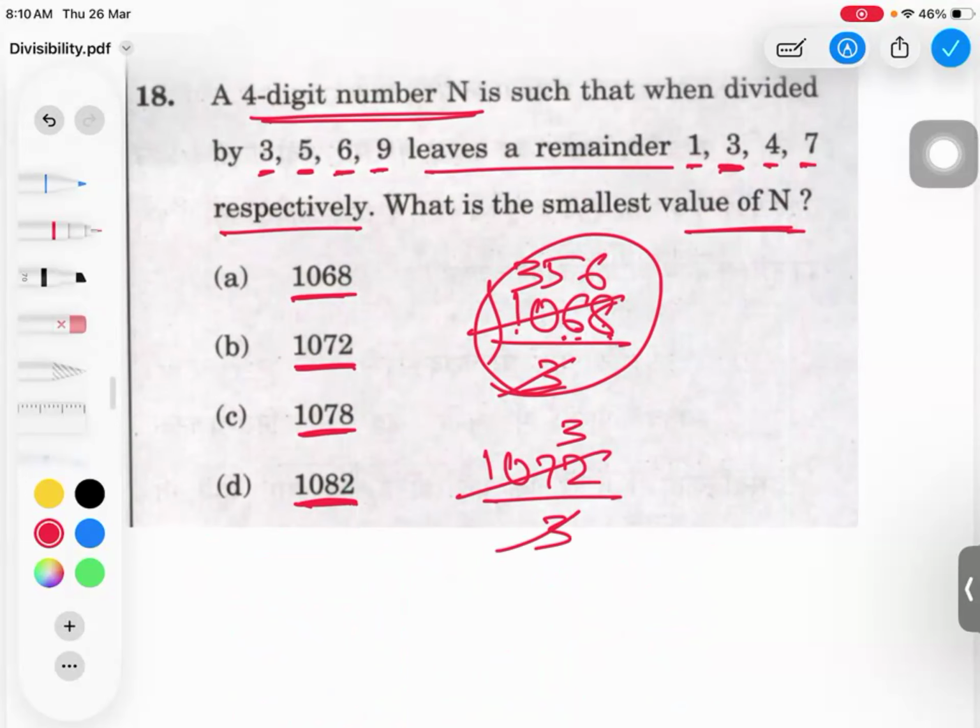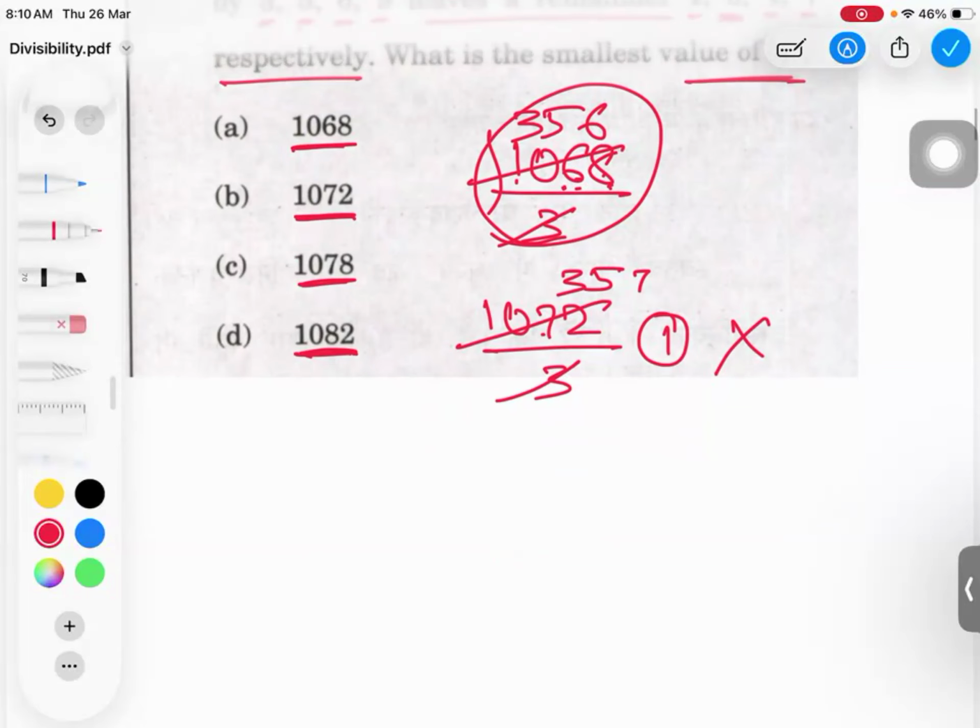3 3, then 1 7, 1 7 is 3 5s are 15, 2 2 2 2 2 is 3 7s are 21, 1 remainder. इसमें 1 remainder आ रहा है. 1072 divided by 5 giving remainder 3. We just saw it is not happening. When divided by 5 it is not giving remainder 3. तो 1072 भी नहीं होगा. 1078 देख लो.